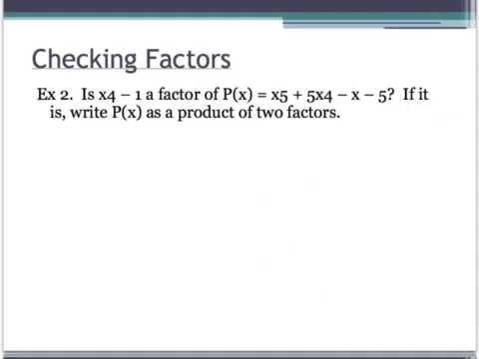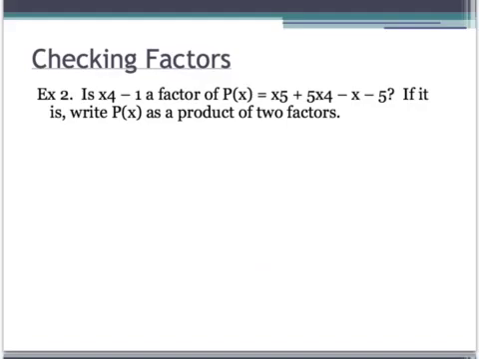Okay, so this is the last example for Part 1 notes. Now we're going to check to see if x to the 4th minus 1 is a factor of p of x. And in order to see if something is a factor, I need to know that it divides it evenly. Think about factors. If I asked for factors of 10, you would tell me 1 and 10, because 1 times 10 is 10, or 2 and 5. 2 times 5 is 10 as well.